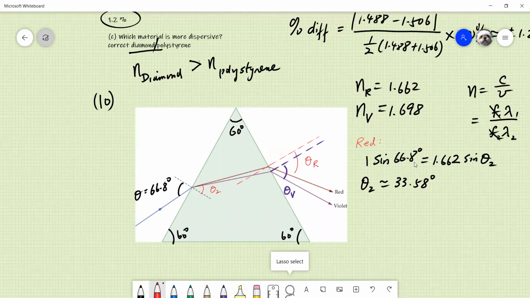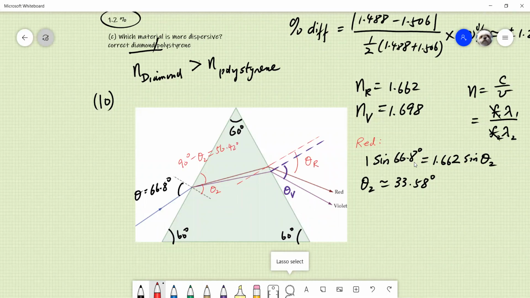Now, if that's the case, then what is this angle equal to? This angle will be 90 degrees minus theta 2, right? Okay, let me write it outside. I don't have space inside the triangle. 90 degrees minus theta 2, which is equal to 56.42 degrees.